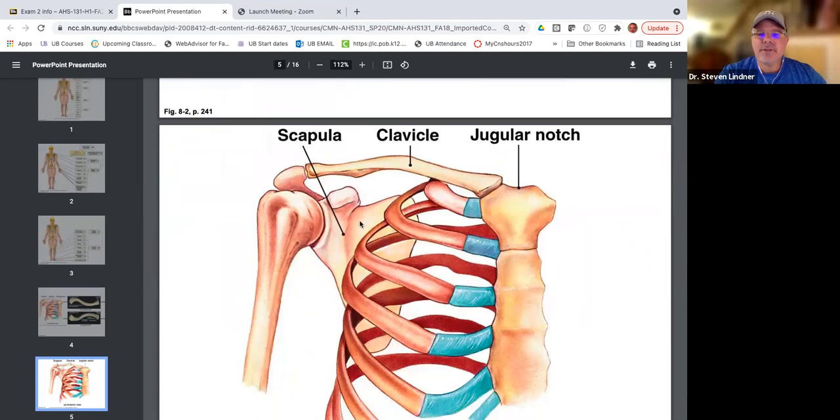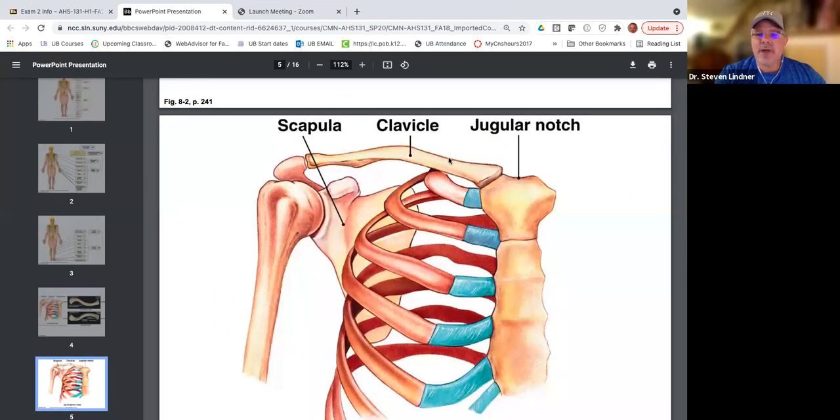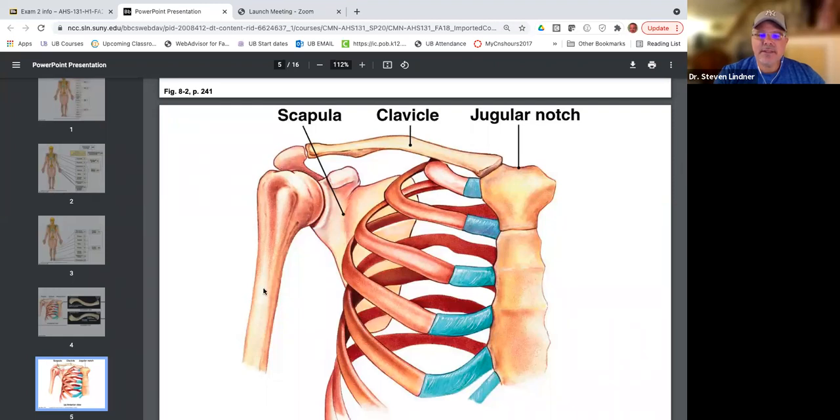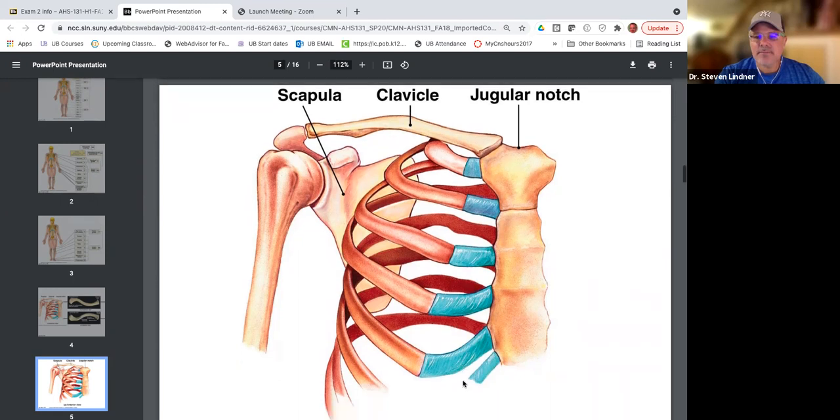Okay, so there's just a close-up look. Here's the jugular notch, here's the clavicle, here's the scapula. This is the humerus. These are the ribs, and these are the intercostal cartilage.